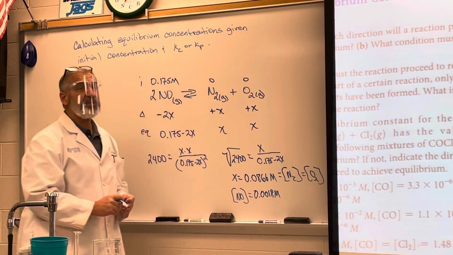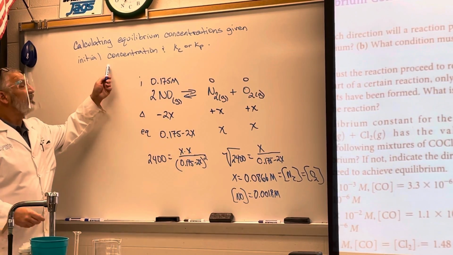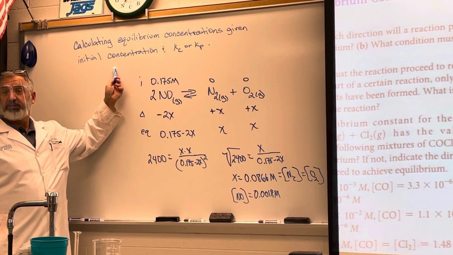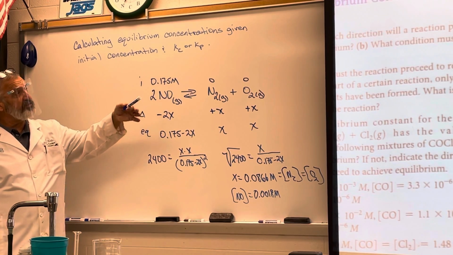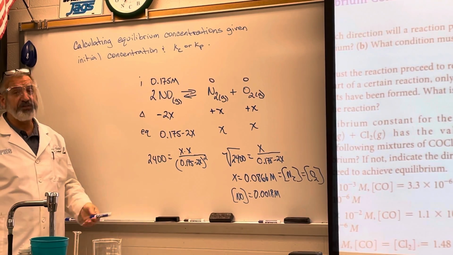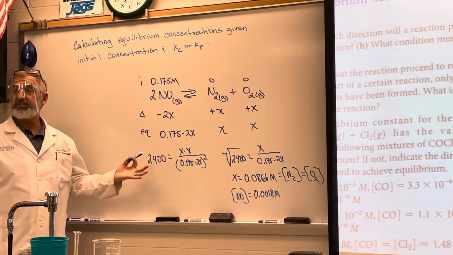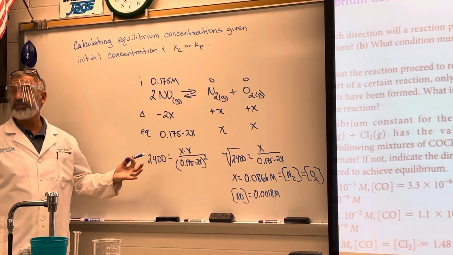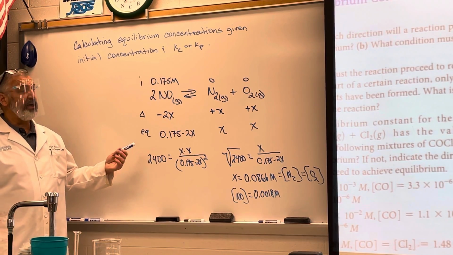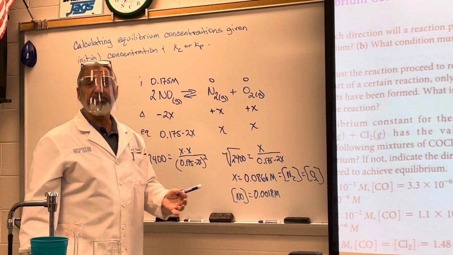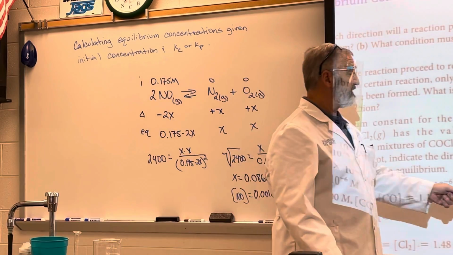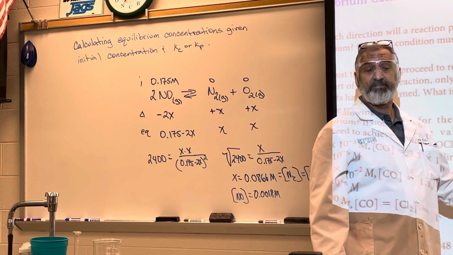Okay, so that's a classic example of this type of problem. If you want to practice another one, 52 is just like it, and 53 is just like it. 53 does it in terms of pressure instead of concentration. The answer will be in the back of the book if you want extra practice.